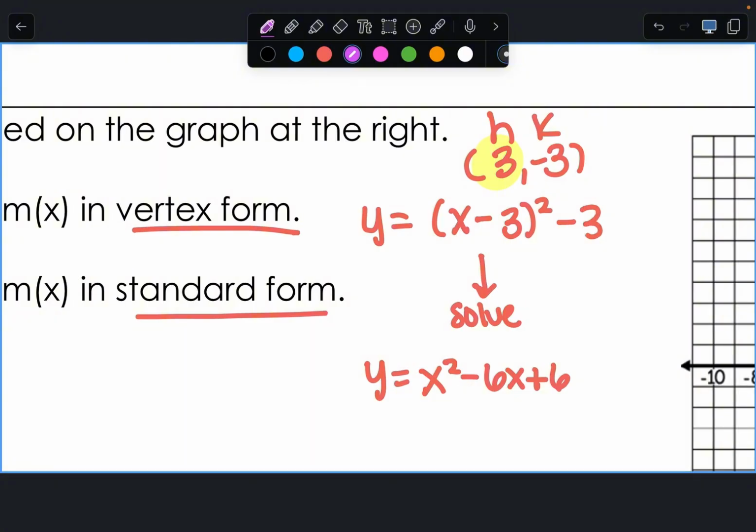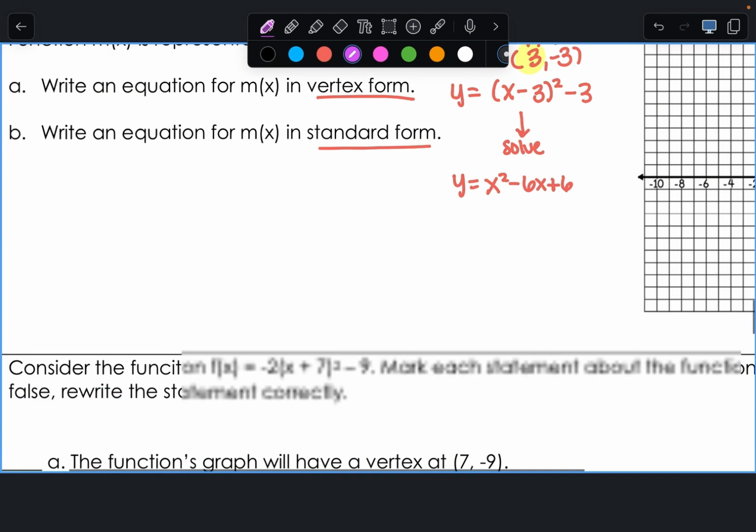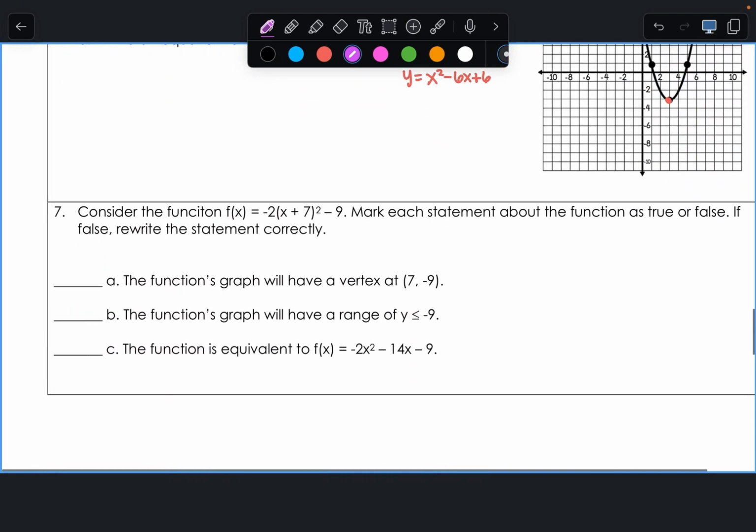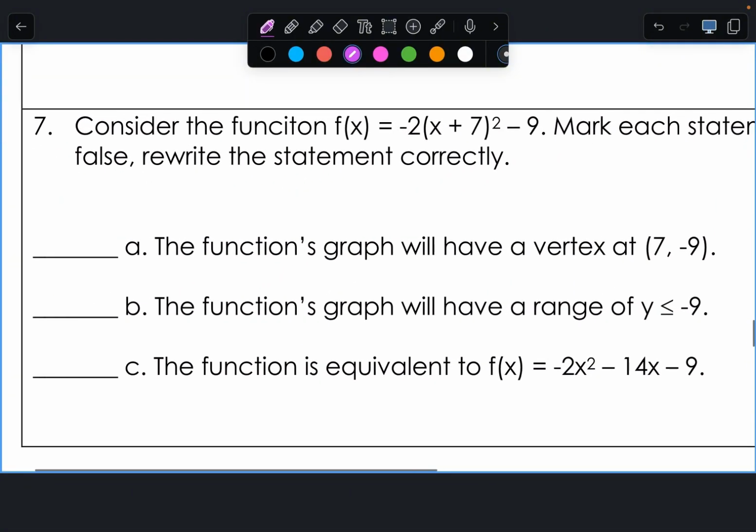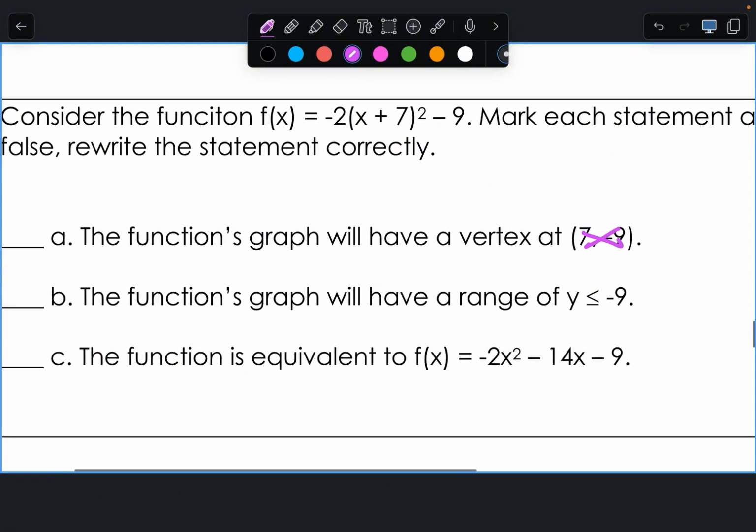Number 7 is a true false. Part A says the function's graph will have a vertex at 7, negative 9. You should be able to identify what the vertex is from that written equation. Oh yeah, false because of the minus 9. The 7 in parentheses, because of this plus sign, means that 7 is actually a negative 7. So the vertex is negative 7, negative 9. Yeah, I forgot. I thought it was switched around then. I think I was just wrong.